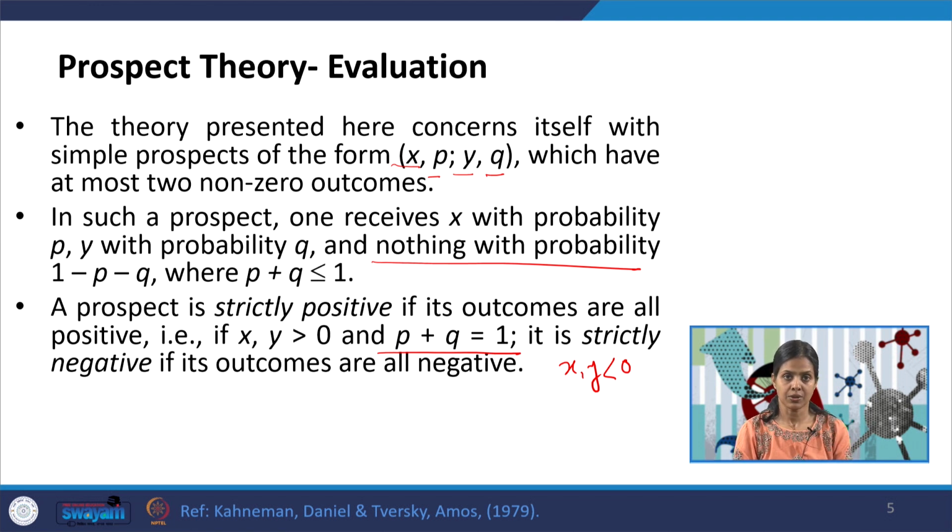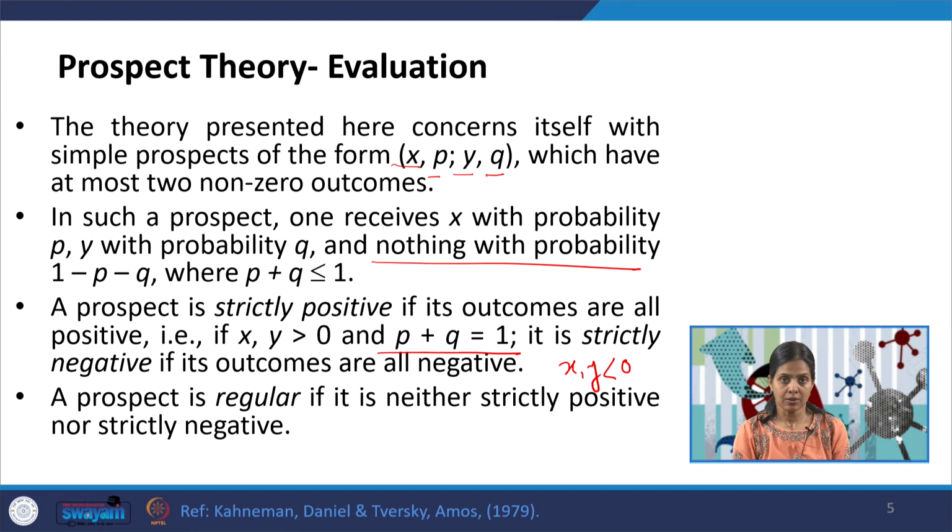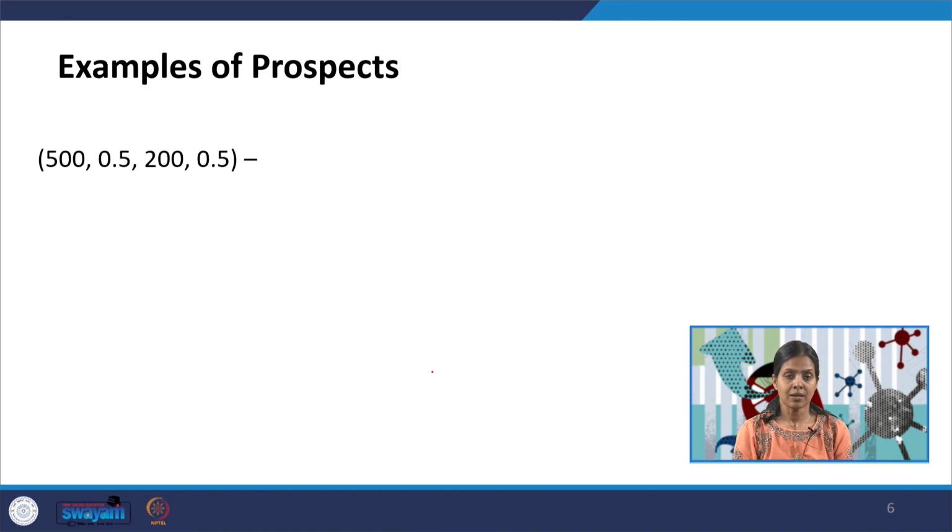A prospect is regular if it is neither strictly positive nor strictly negative, in the sense that one of x and y is greater than 0 and one is less than 0, and it is also possible that p plus q do not add up to 1. All those prospects will be considered regular prospects. Now, let us take some examples.